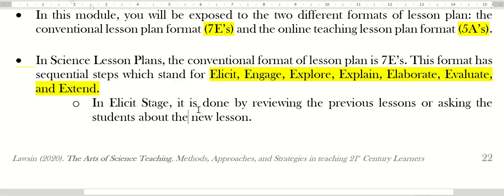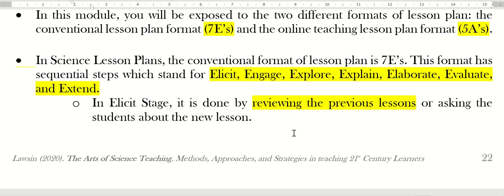So in elicit stage, it is done by reviewing the previous lessons or asking students about the new lesson. So by reviewing, you will be able to recall their background knowledge, or asking students about the new lesson, you are recalling also their previous knowledge, but you are trying now to relate those previous knowledge to your present lesson.